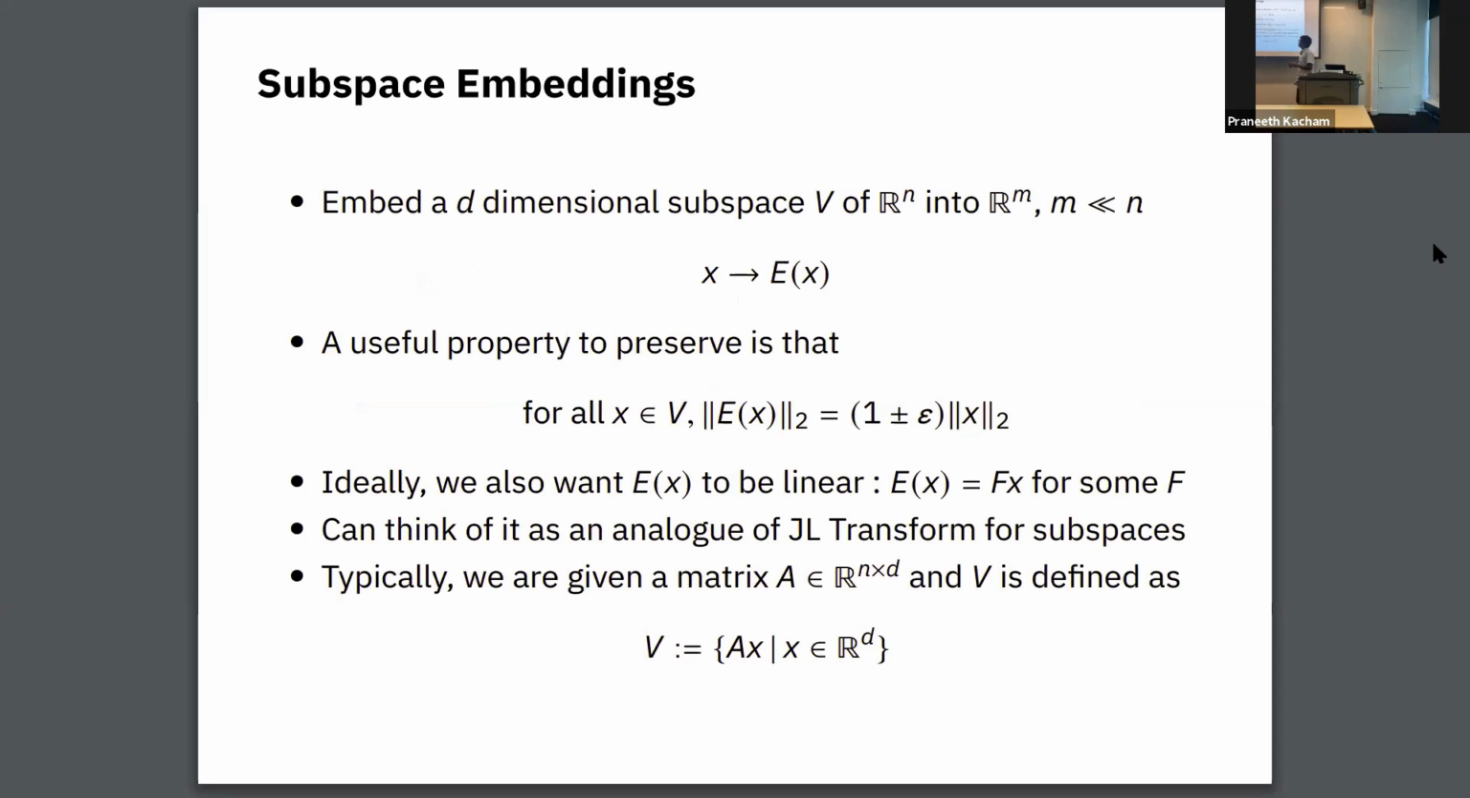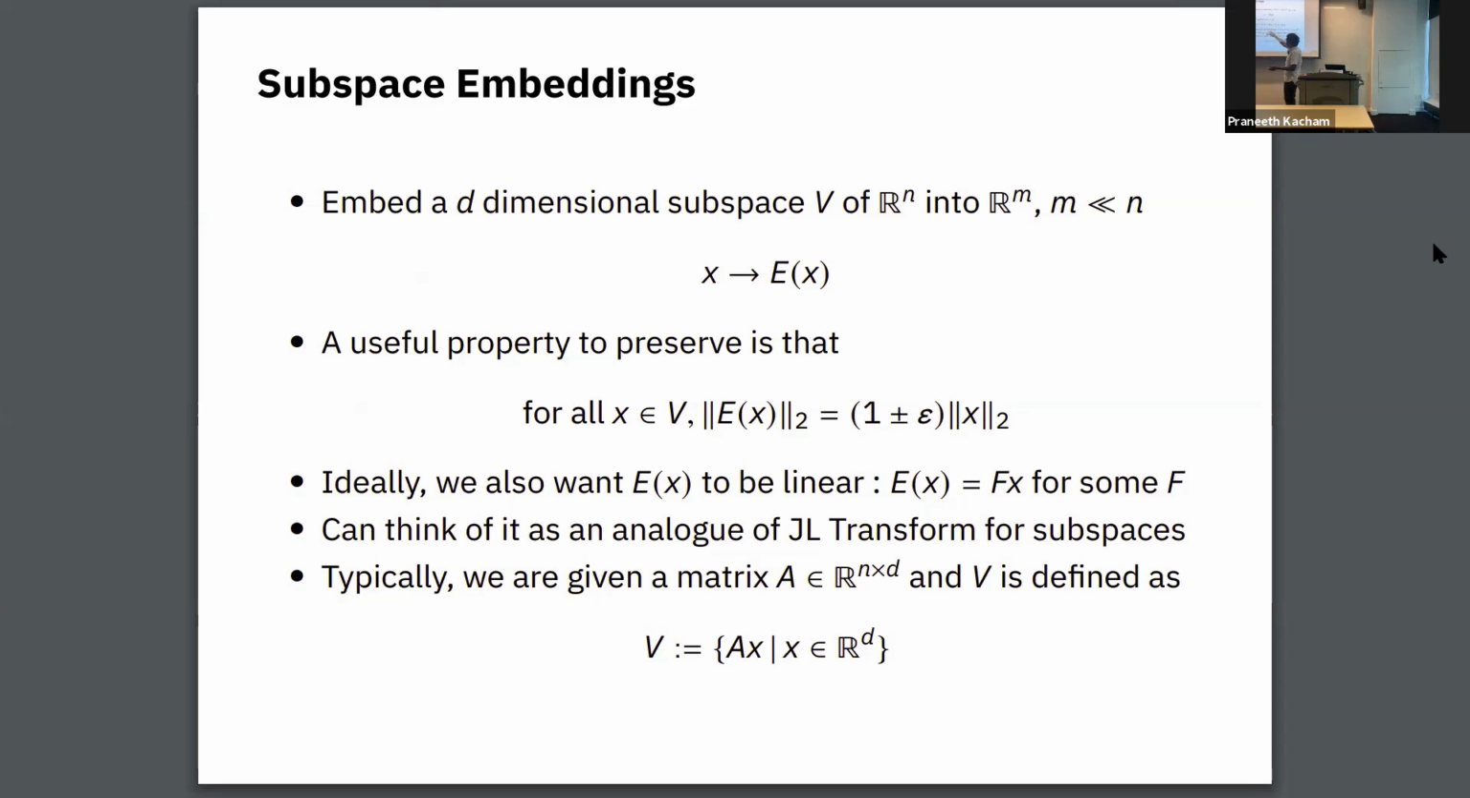So what are subspace embeddings? Here we are given an arbitrary d-dimensional subspace, say in R^n, and you want to map each vector in the subspace to an embedding of the vector. That is, you want to map x to E(x), and typically you want E(x) to lie in a much smaller dimension, in R^m, for m much smaller than n. And a useful property to preserve is that the Euclidean norm of this embedding must be very close to the Euclidean norm of the original vector we are trying to embed. So this is the condition we require of our embedding.